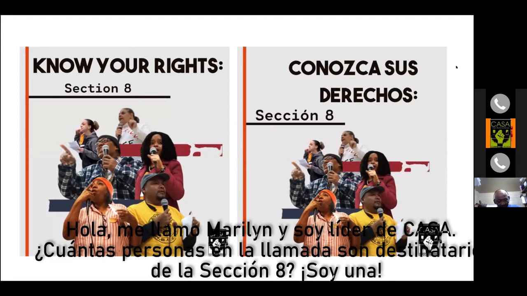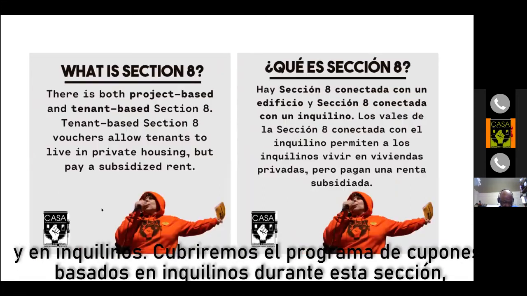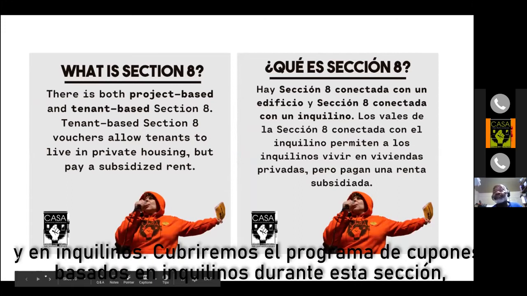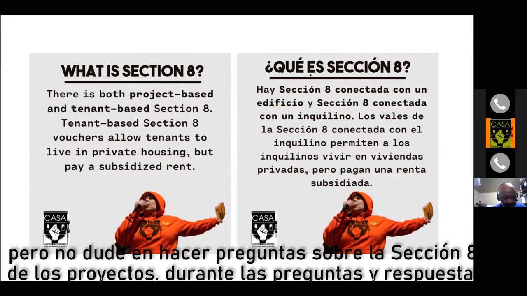How many people on this call are Section 8 recipients? I'm one. For those who are unfamiliar with the program, there is both project-based and tenant-based Section 8. We'll be covering the tenant-based voucher program during this section, but feel free to ask questions about project-based Section 8 during our question and answering.